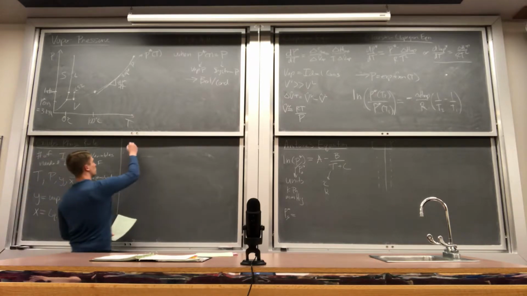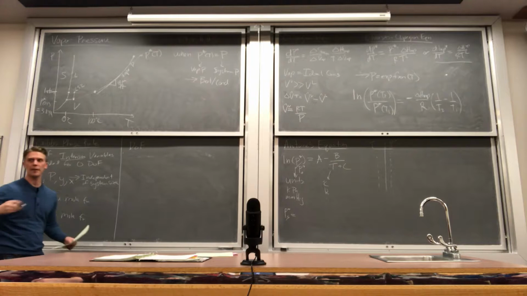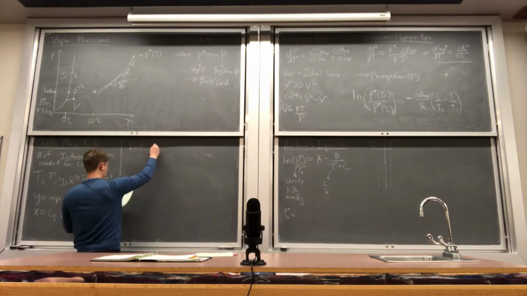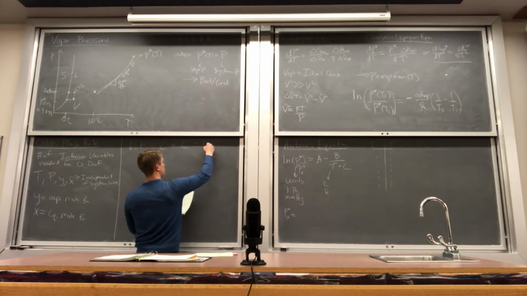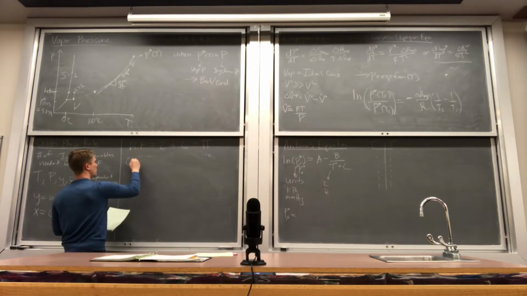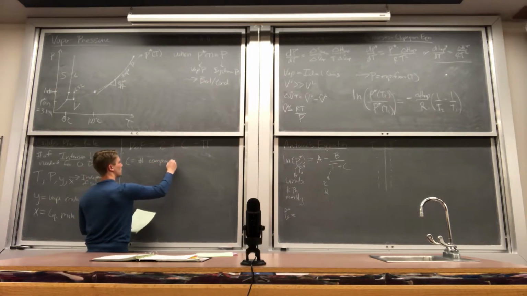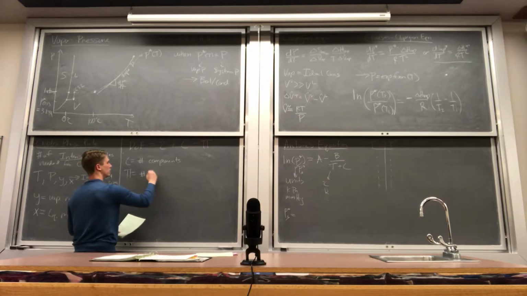Okay, so the Gibbs phase rule tells us that the number of degrees of freedom that we have to define in order for us to know what is the amount, what is the phase and what is the concentration of each phase is equal to 2 plus c minus pi, where c is equal to the number of components and pi is equal to the number of phases.